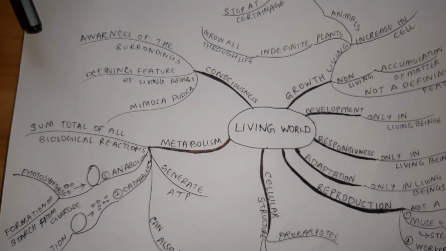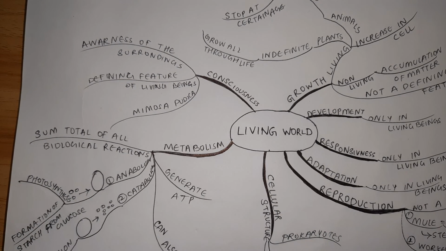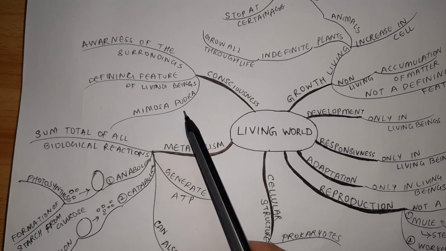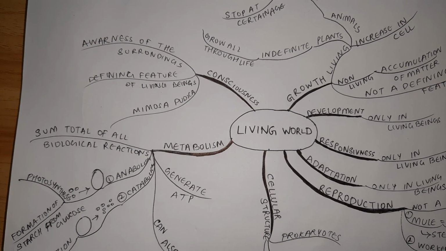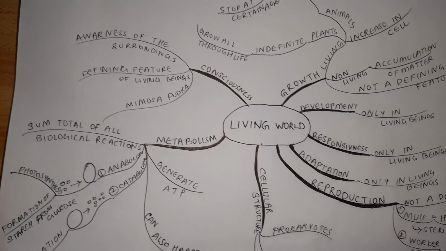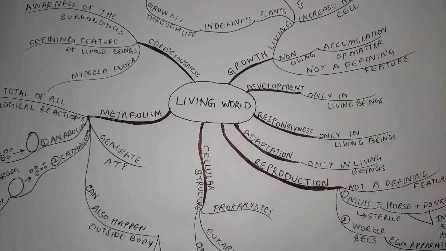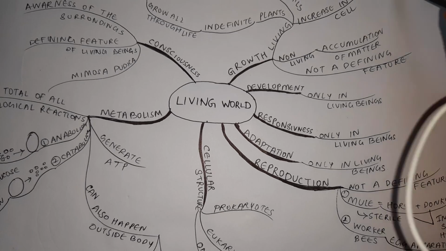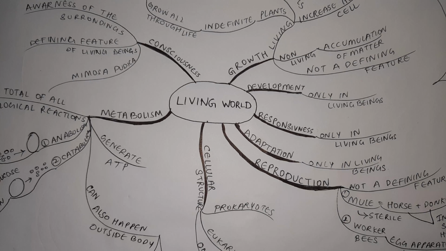Coming to consciousness. Consciousness means awareness of the surroundings, and consciousness is the defining feature of all living beings. For example, we have discussed Mimosa pudica. It closes its leaves and flowers when you touch it, or with any other stimulus. So this was the first topic, the initial topics of chapter 1, Living World. We will discuss all the other topics in this form of mind maps also, as well as from the NCERT textbook.